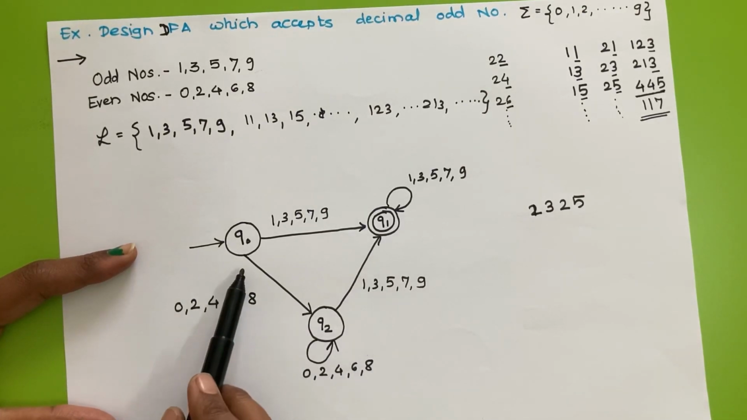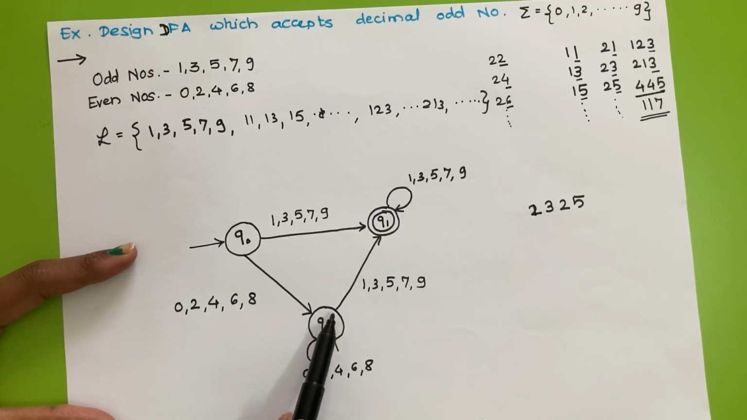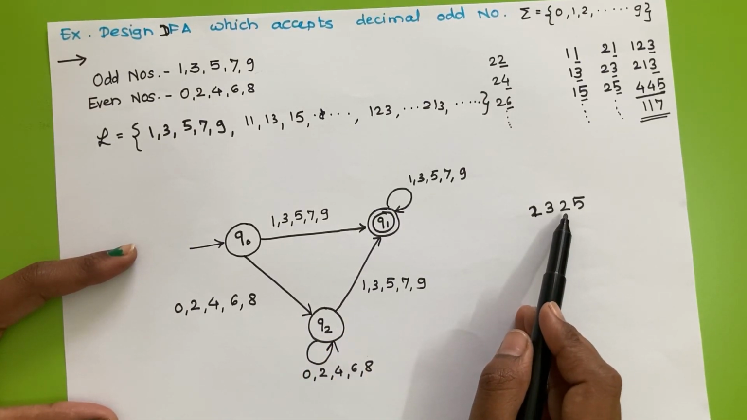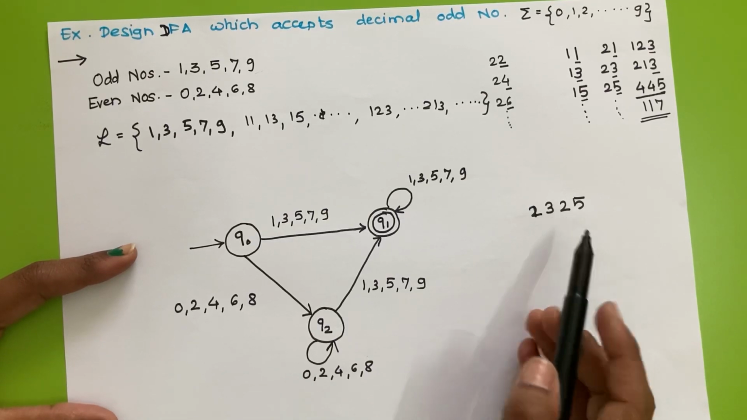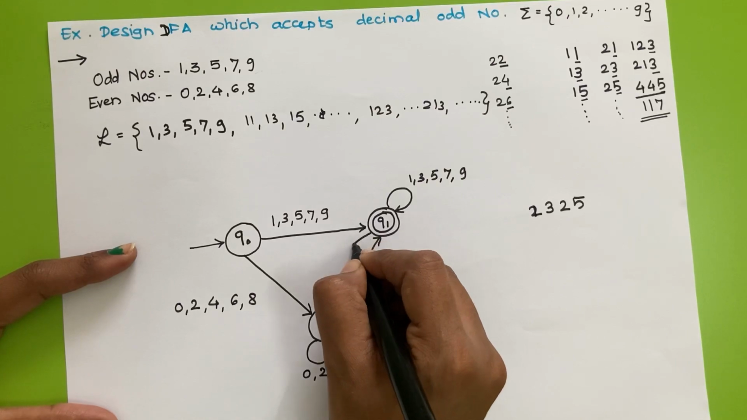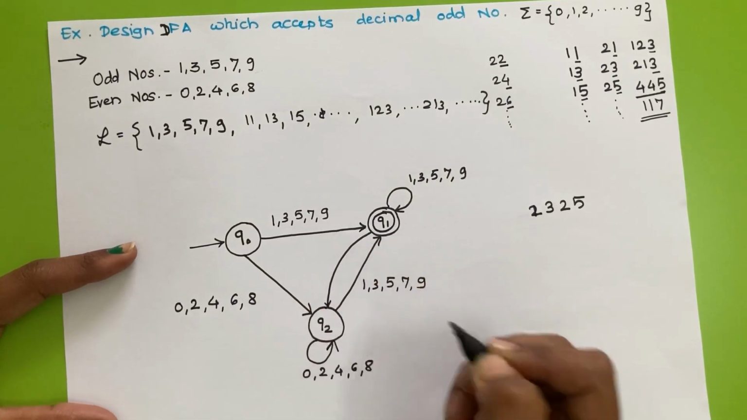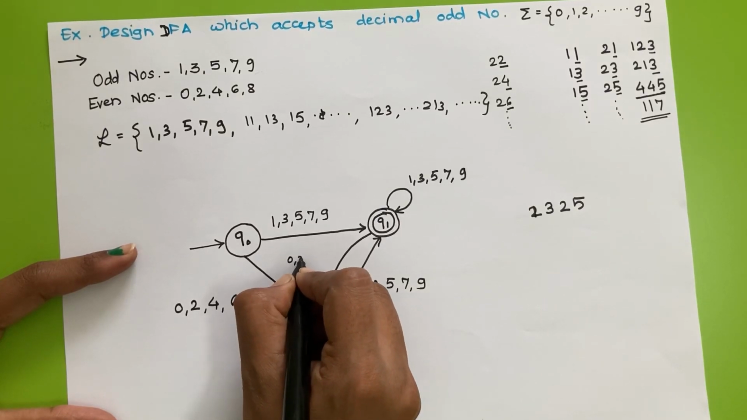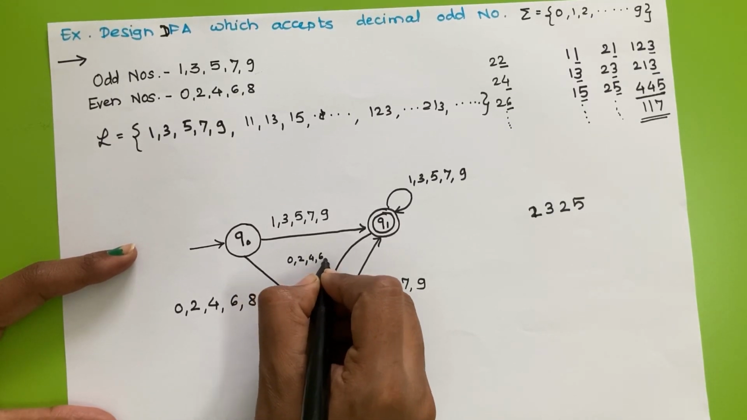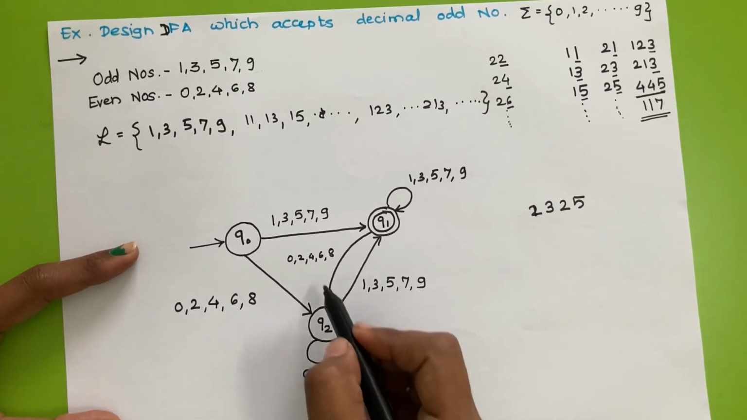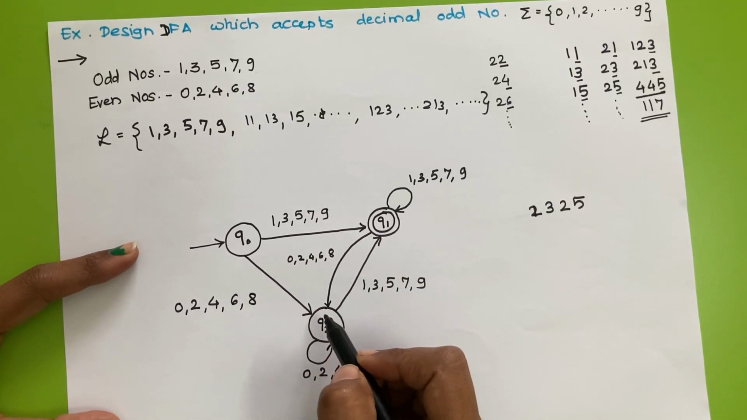Then what will happen? I have a transition for 2 then 3, but there is no transition for again an even number, any even number. So we have to add that. If that is the case, then I can return back to state q2. So that will be the transition of 0, 2, 4, 6, 8. So here this will be repeated.